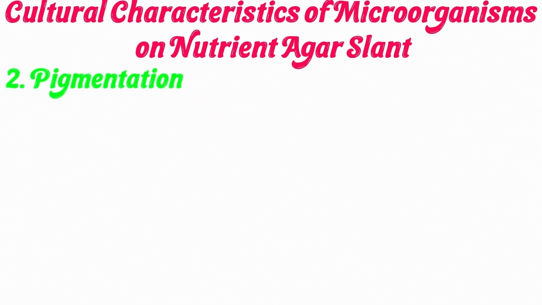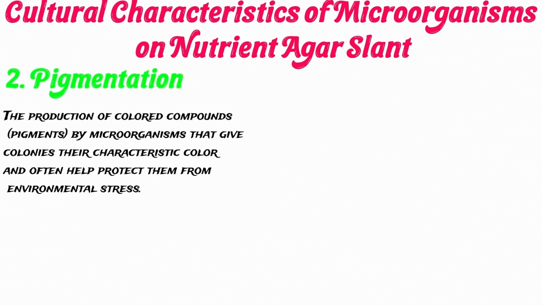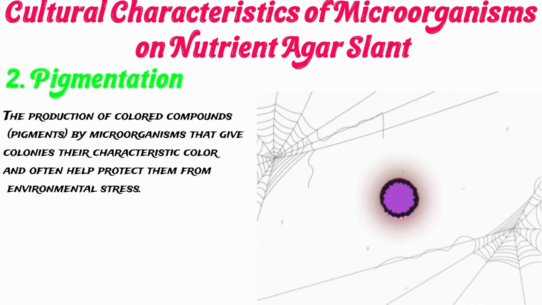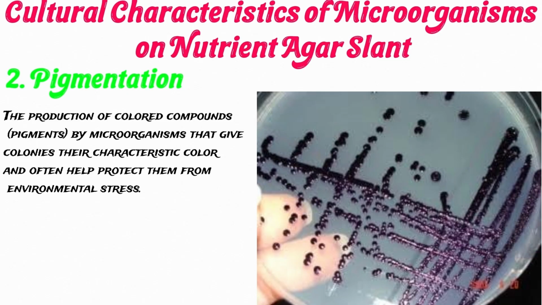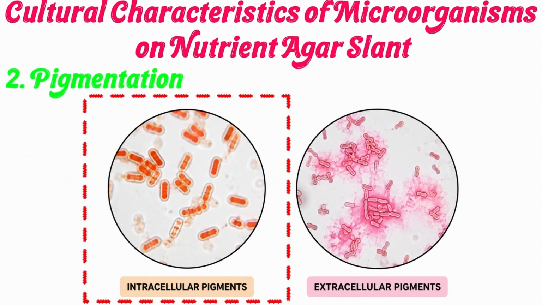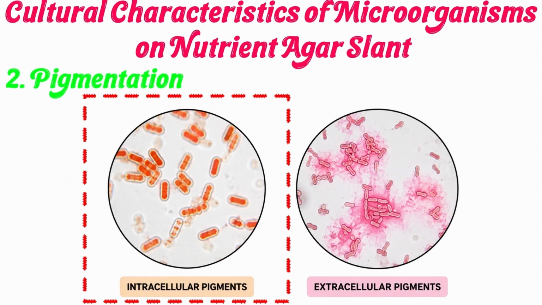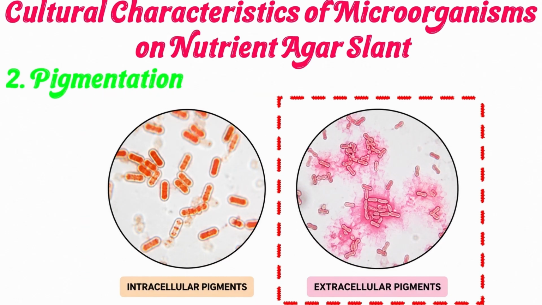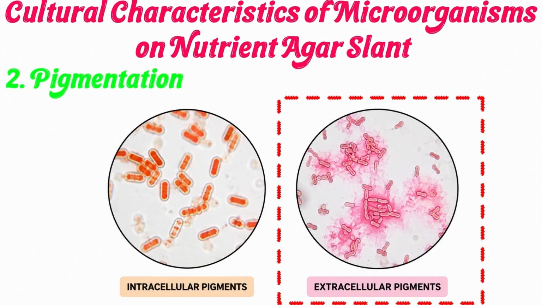Number 2 is pigmentation. Pigmentation refers to the color produced by microorganisms. The word pigment simply means color. Some bacteria synthesize pigments inside their cells. These are called intracellular pigments. Others release colored substances into the surrounding medium. These are known as extracellular pigments.